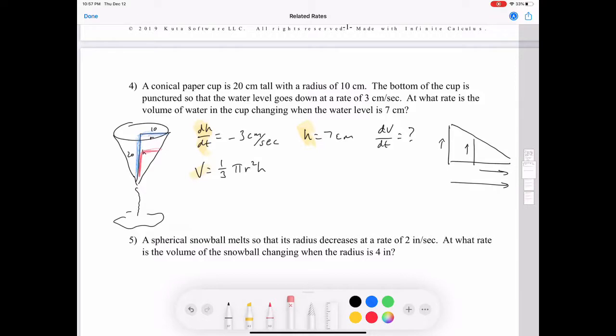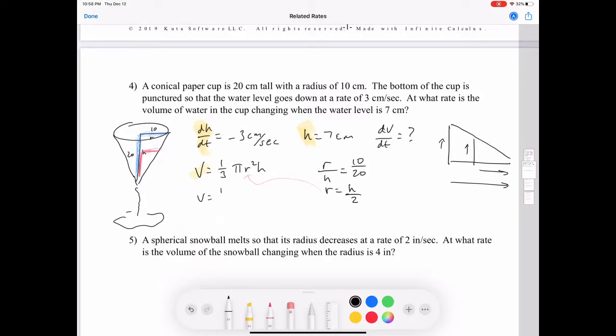Okay, so let's go ahead and write that formula. We're saying r is to h as 10 is to 20, or as we saw, r is equal to h over 2, because the 10 and 20 divide out to be 1/2. So the point here is every time you see r, we're just going to substitute it for h over 2. So we rewrite the equation.